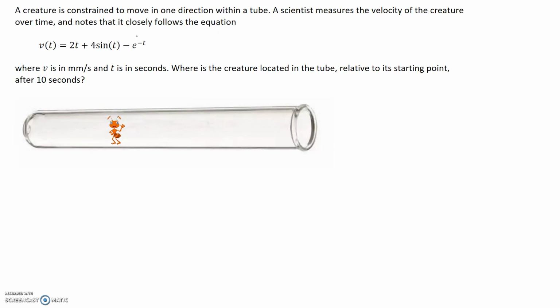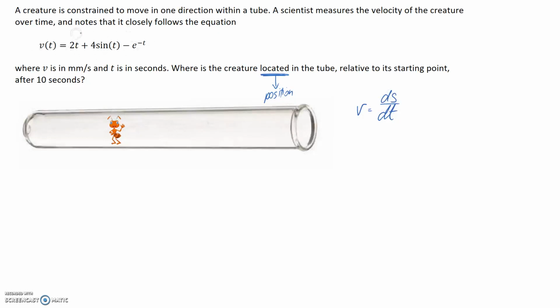So the first step that we're going to need to take is to convert this equation for velocity into one that's able to describe position, because we're looking at where the creature is located over time. So what we need to remember is that velocity is the rate of change of position over time. So we can write that as a differential: if we call position s, v is equal to ds on dt, the rate that position changes over time.